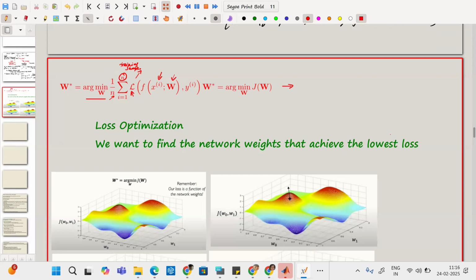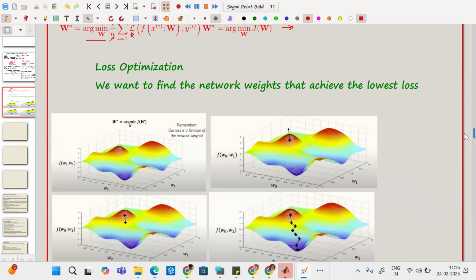When you plot it, it gives you something like this. You can see the loss function J. So this whole thing I can write as J of W. This is depending on the weights. W0, W1 are the weights. And you can see J of W0, W1.